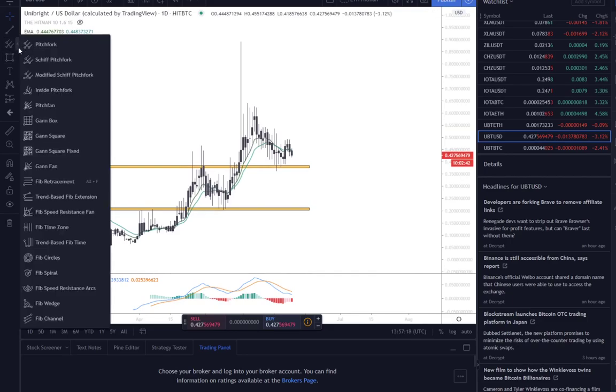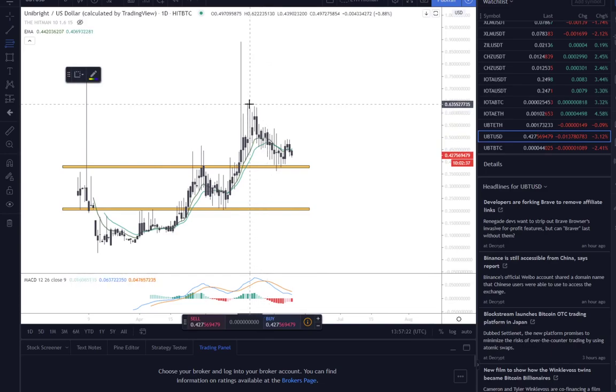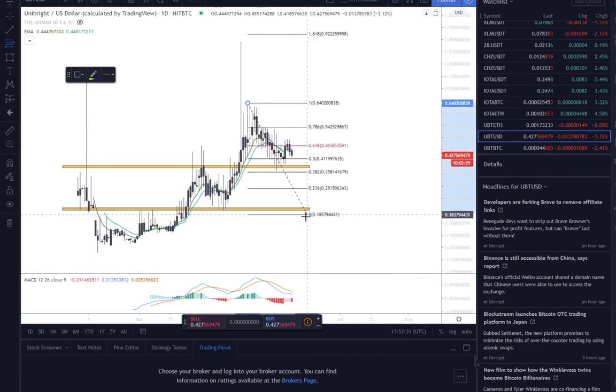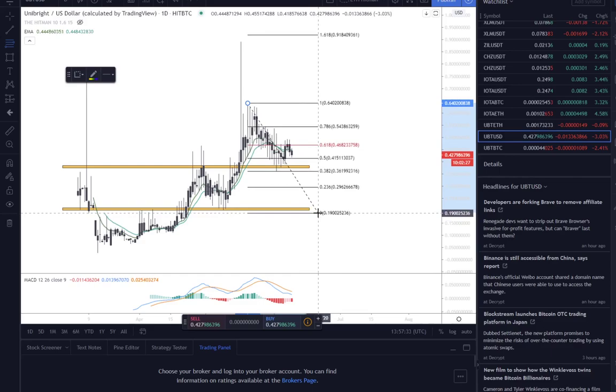Want to try and draw a Fibonacci on here and see what we can potentially get in the form of some buying points. So we'll take that wick there, because I'm going to discount that wick because that just absolutely mooned for no reason at all. If we just drop that on there.